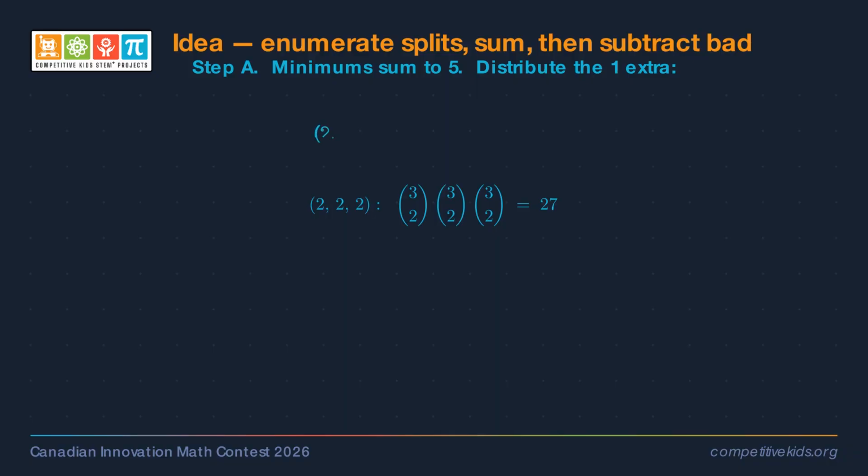Split 2, 2, 1, 3. 2 mentors, 1 club lead, 3 athletes. 3 choose 2 times 3 choose 1 times 3 choose 3. 3 times 3 times 1 equals 9.